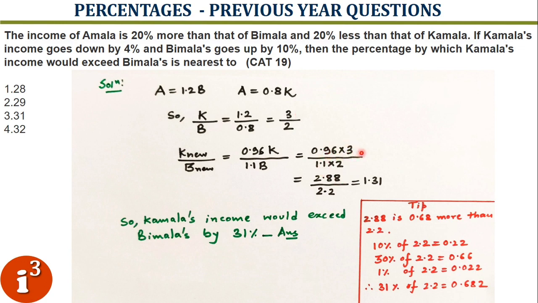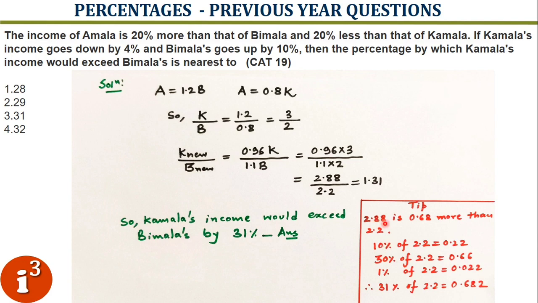So 0.96 into 3, how do you calculate? 100 into 3 is 300 minus 4 into 3 is 12. So 288, which means 2.88. 2.88 by 2.2, so this comes out to be 1.31. This you can calculate using the calculator, but if you want to do it faster you can go by this method.